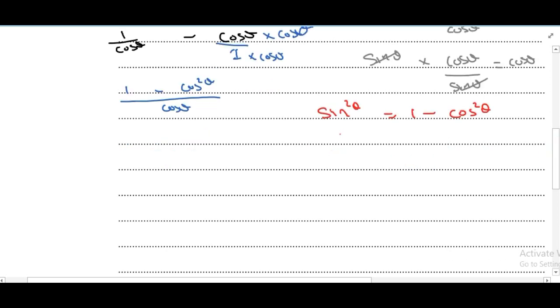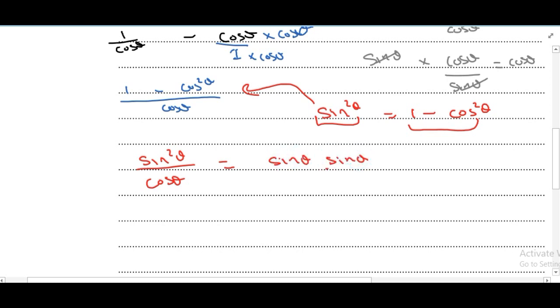So this could be written as sin square theta. So it would become sin square theta divided by cos theta, equals, if I just separate the two sin thetas, it could be written as this. Now, sin over cos is tan, so it would become sin theta times tan theta, which is our left hand side.